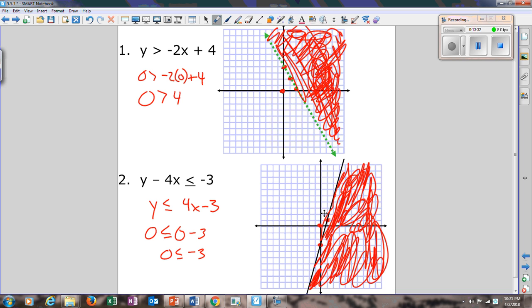And what the shading represents is every possible value that you could plug in to make this equation true. So if I randomly chose this point over here and plugged it in, that would make it true. If I chose this point down here at 1, -10, that would make it true. If you don't believe me, -10 is less than or equal to 4 times 1 minus 3. -10 is smaller than 1, and that is true.